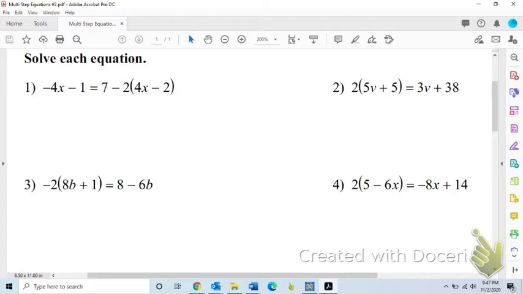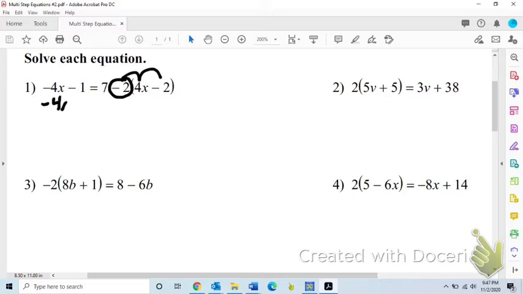Okay, so number one, we're going to take that -2 and we're going to distribute it. And all of these you're going to need to distribute first. Unlike the other ones, there's no opportunity here to go ahead and divide first. So we just need to get used to distributing first. So we're going to take that -2 and distribute.